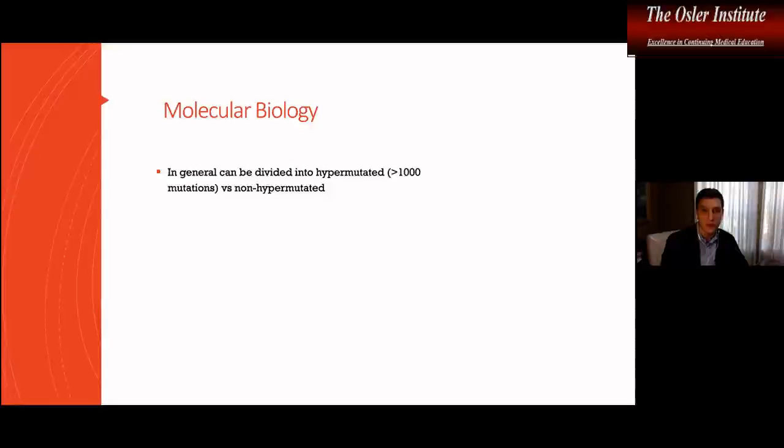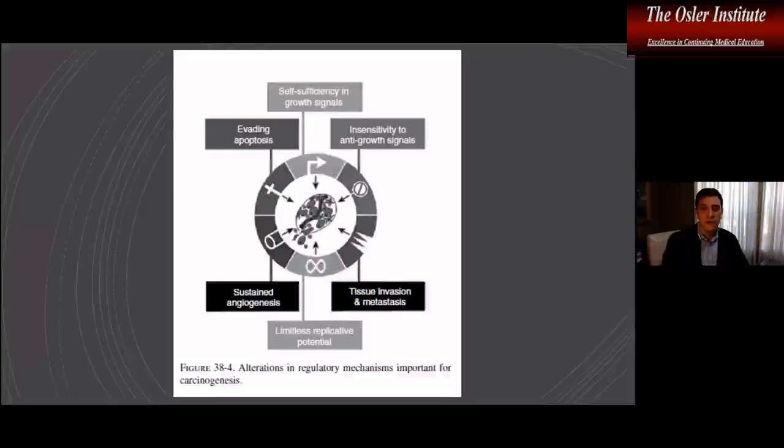Hypermutated has over 1,000 different mutations in a cancer. And this is the general idea of how a cell will become cancerous. You have evasion of apoptosis, self-sufficiency in growth signals, insensitivity to anti-growth signals, tissue invasion and metastasis, limitless replicative potential, and sustained angiogenesis. This is the cycle that allows a normal tissue to become cancerous and invasive.